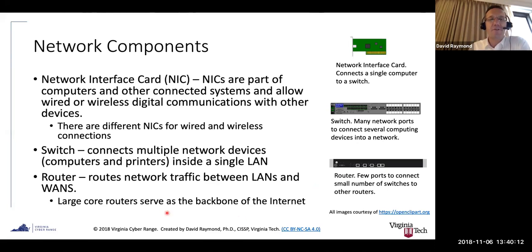And so I mentioned these large core routers serve as the backbone of the internet. So if you ever heard the term internet backbone, that's these core internet routers owned by both government organizations and internet service providers like Verizon, AT&T, et cetera. Okay, so these are basic network components. These are not all the different network components, but I think this is sufficient to make students understand the basic things that make a network function.